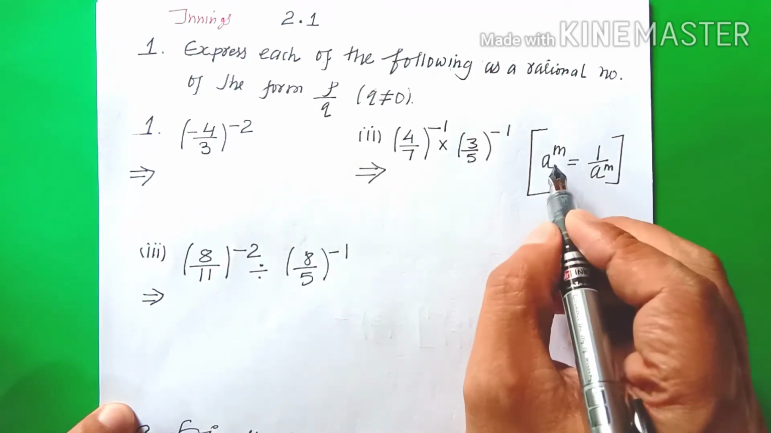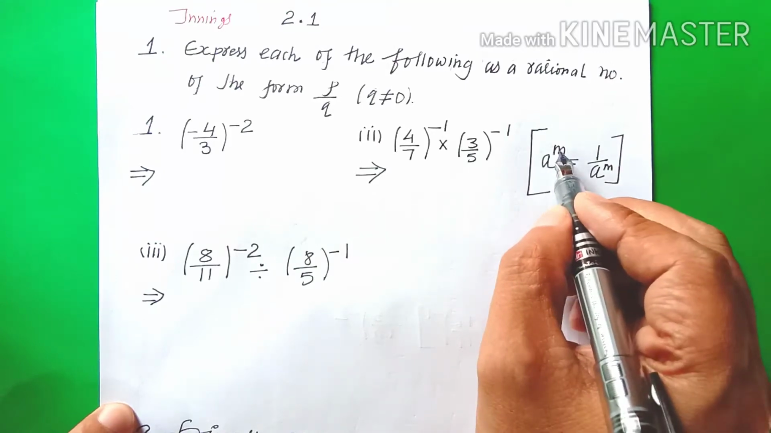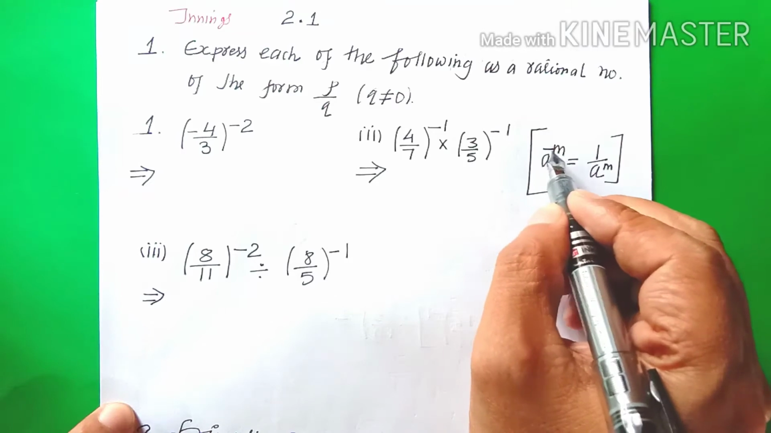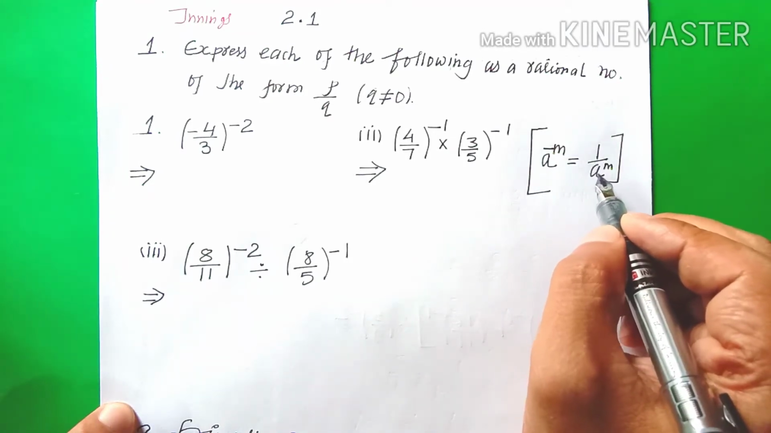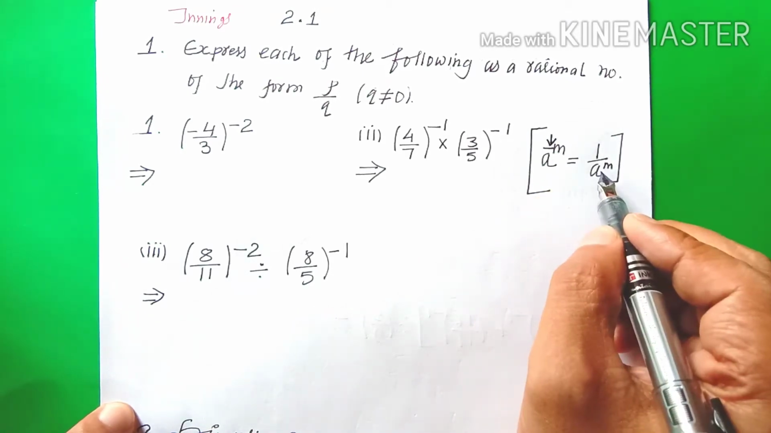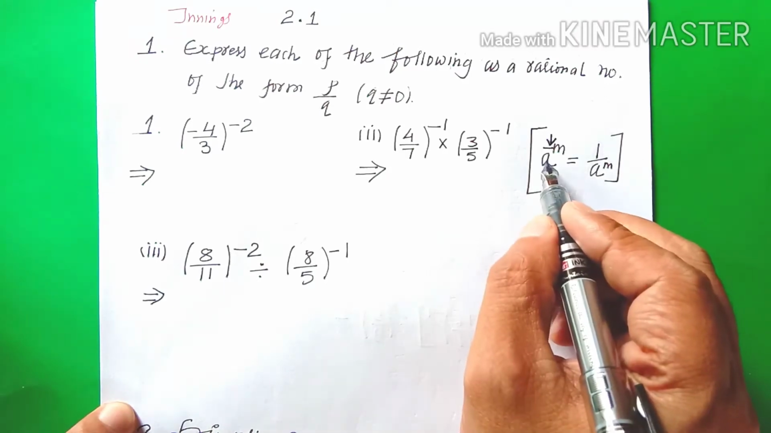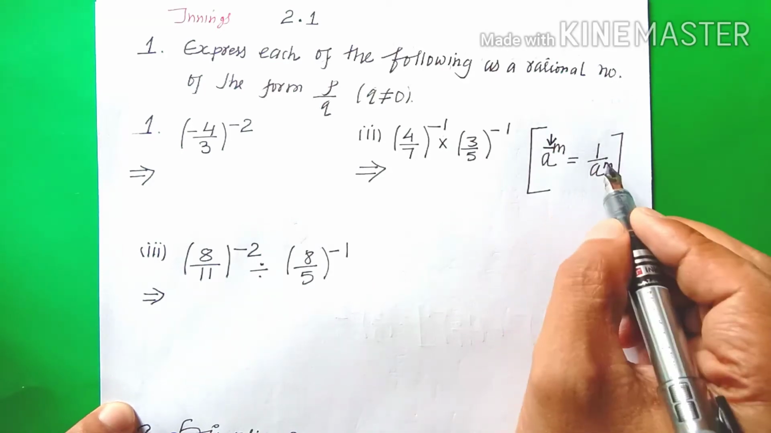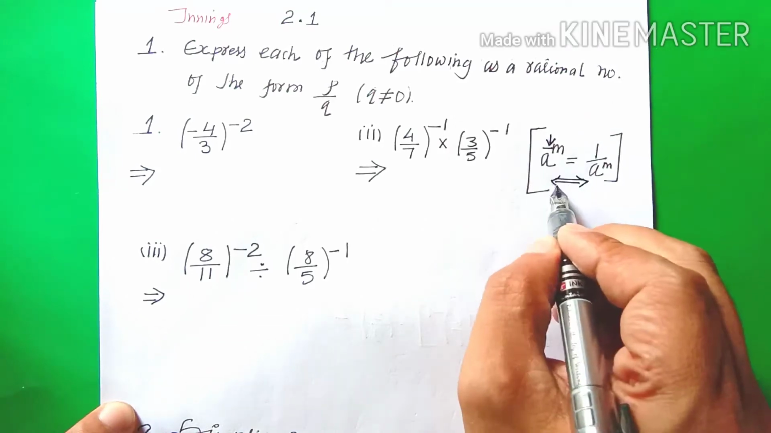Out of that, here you'll be using this formula. So a to the power minus m is equal to 1 divided by a to the power m. In short, the negative power you'll have to change into a positive exponent. At that time, the base a will take the reciprocal, so 1 divided by a to the power m, negative power converted into positive power. So you'll have to be very careful with this law.